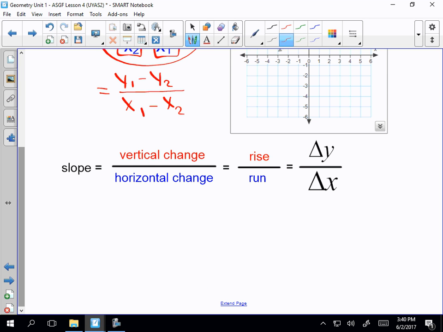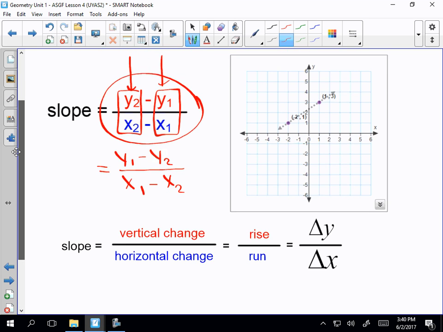Okay, so if we're looking at our slope of what we see here in the graph, we can set it up 2 ways, and I'm going to show both just so you can see how it works. We can go y2 minus y1 over x2 minus x1. Okay, we have to work through and simplify.